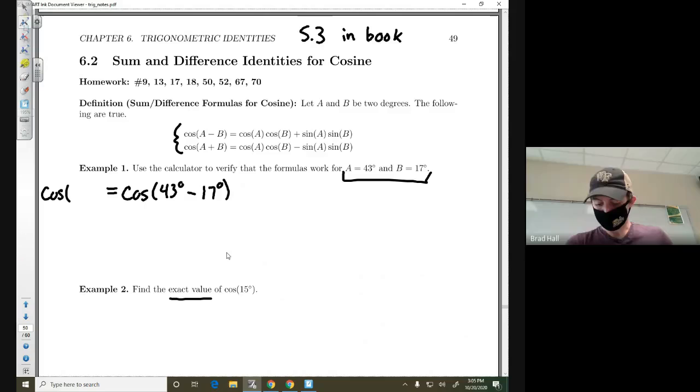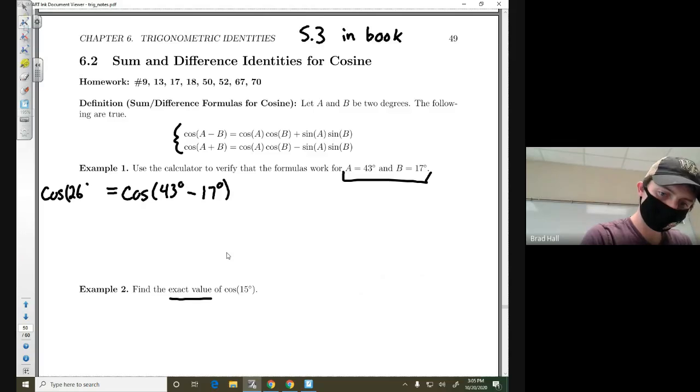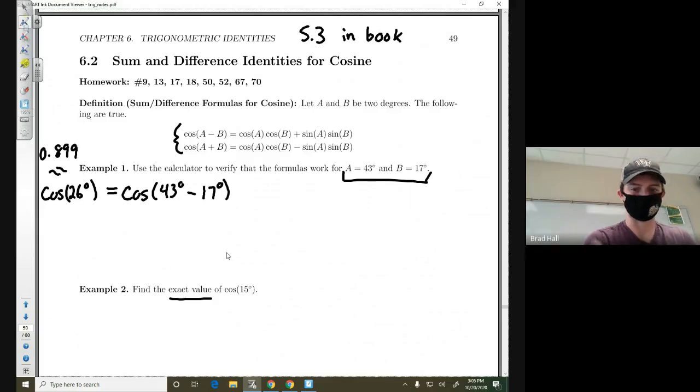So let's grab my calculator as well. 43 minus 17 is 26 degrees. If you put 26 degrees in the calculator, you'll get 0.899. So on one side, we get that cosine of 26 degrees is 0.899. That's what it says on here.